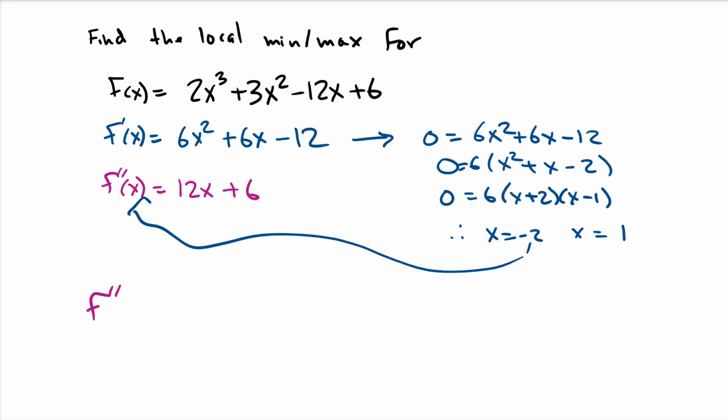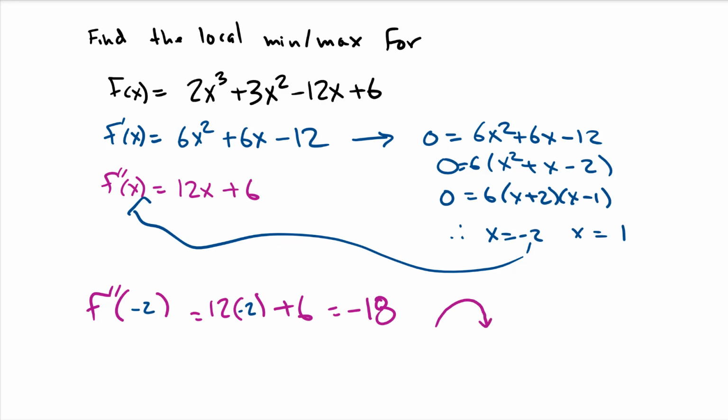Let's look at f double prime of, and let's choose negative 2 first. Let's plop that one in. That is equal to 12 times negative 2 plus 6. We pop it in, and this thing is equal to negative 24 plus 6, so what's that? Negative 18. Therefore, we have a negative concavity.